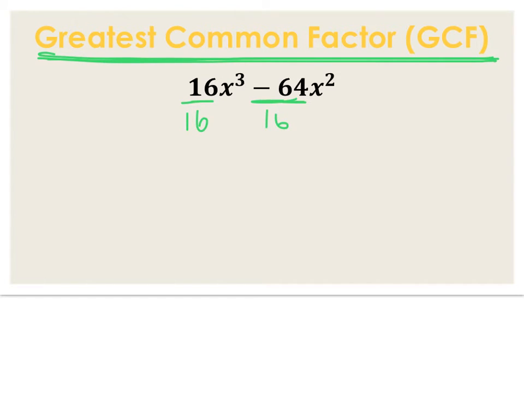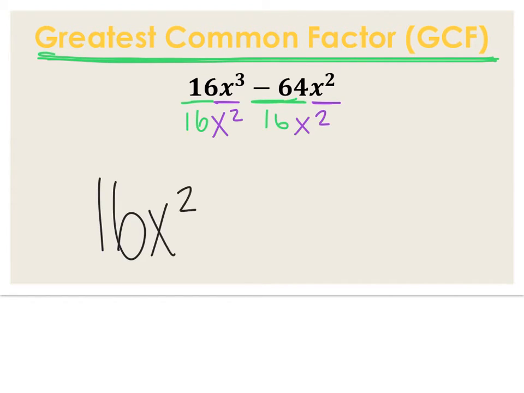I'm going to look at my x's now. Next, I see I have 3 x's in this guy and 2 x's in this guy. How many can I pull out of each? Well, 1, sure. But 2 is what I could pull out of both of these. I could pull 2 x's out of here, and I could pull 2 x's out of here. That is my greatest common factor. 16x squared is my GCF.